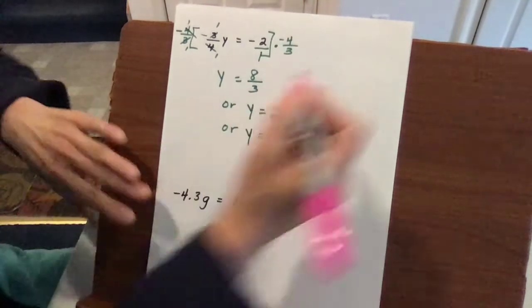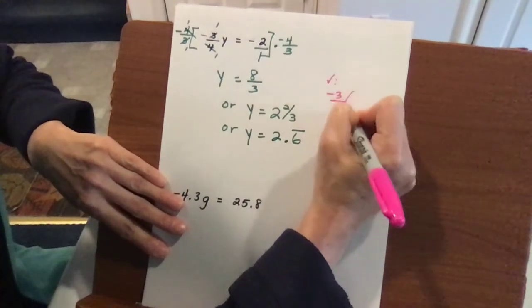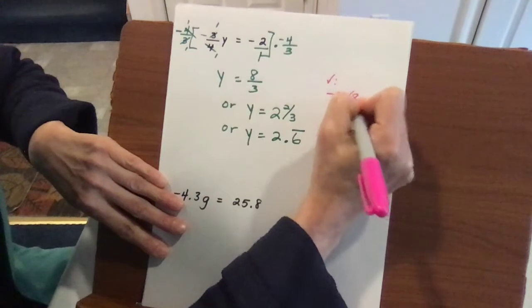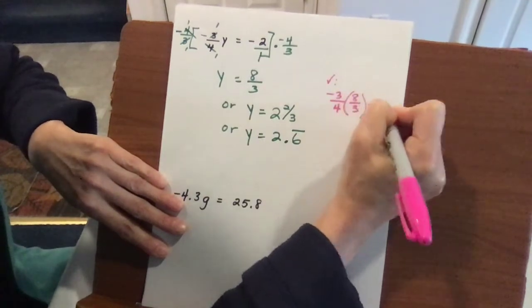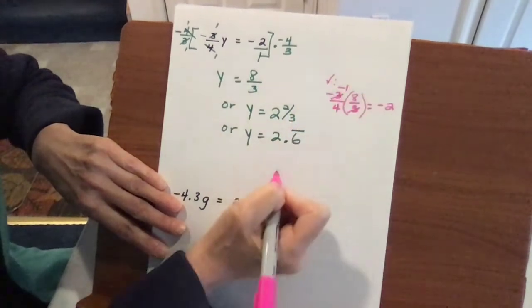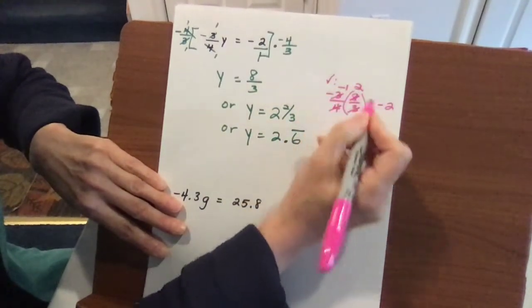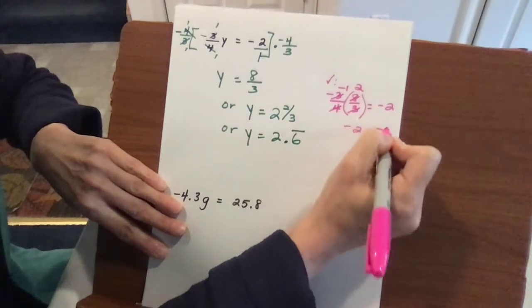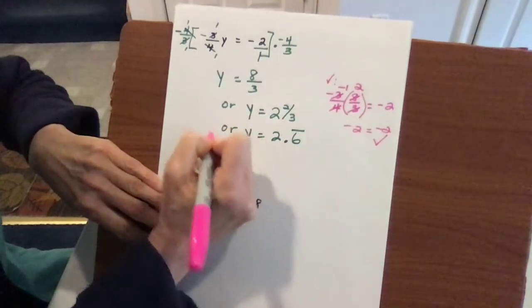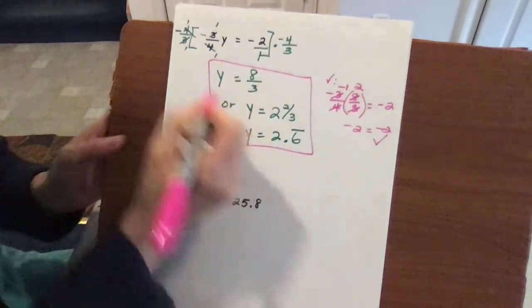Okay, to check, you take negative 3 over 4, plug in 8/3, equals negative 2. The 3's will cancel, leaving you with negative 1. The 4 will cancel into the 8. So negative 1 times 2 is negative 2. So it checks. So this is your answer, whichever form you need to write it in.